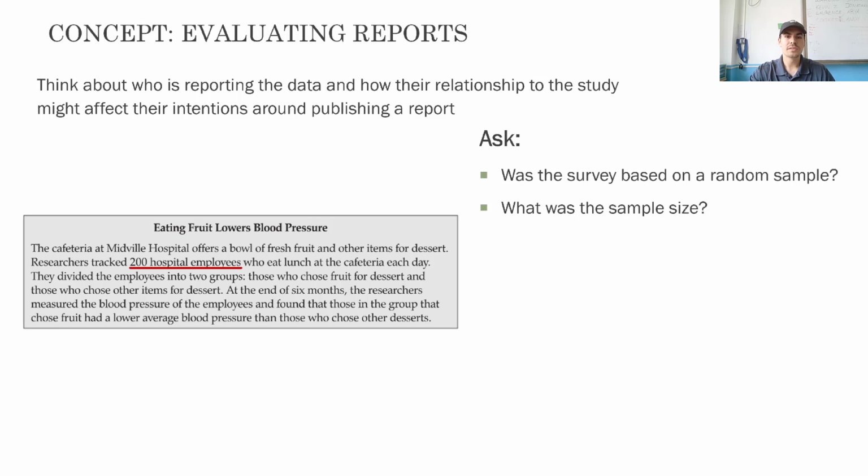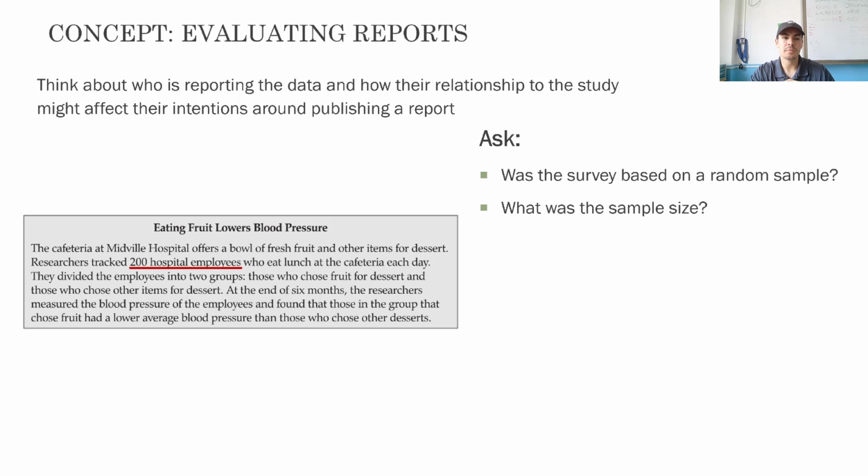First thing, what was the survey size, the sample size, and was it based on a random sample? So in this example, we have a cafeteria at a hospital that offers a bowl of fresh fruit and other items for dessert. Now, researchers tracked 200 hospital employees who eat lunch at the cafeteria, and they divided the employees into two groups. Those who chose fresh fruit for dessert and those who chose other items for dessert. So cookies, cakes, stuff like that, other sweets.